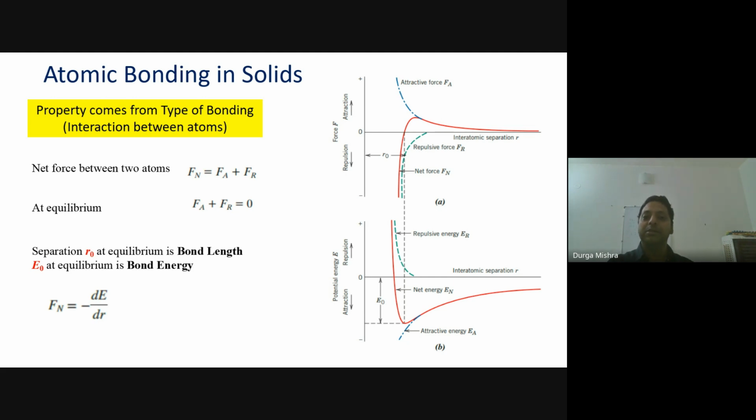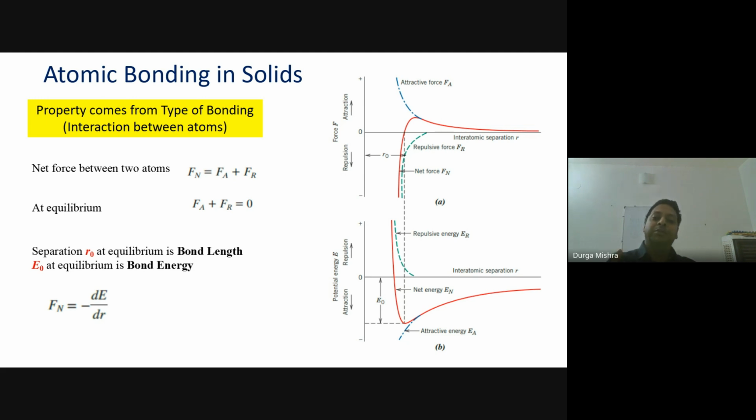Because of these two forces, you will have a resultant force, the net force, which is given by the blue color line, and this force will be zero at a particular distance r0. The position where the net force is zero is known as your bond length. That means this is the equilibrium position, and atoms will prefer to stay at that position, and they will form a bond. So that is the bond length.